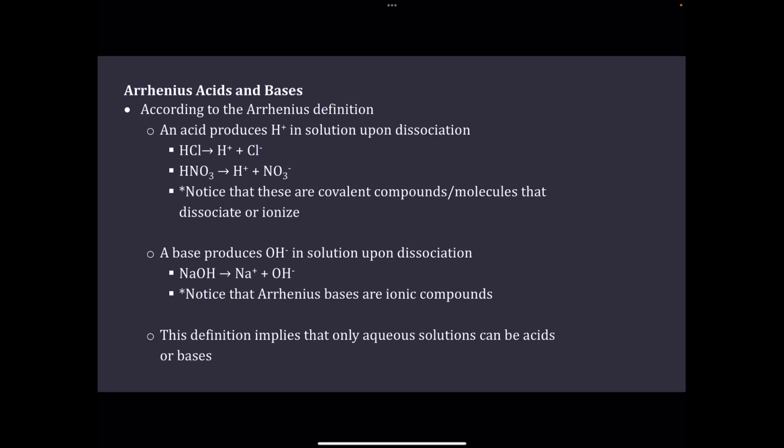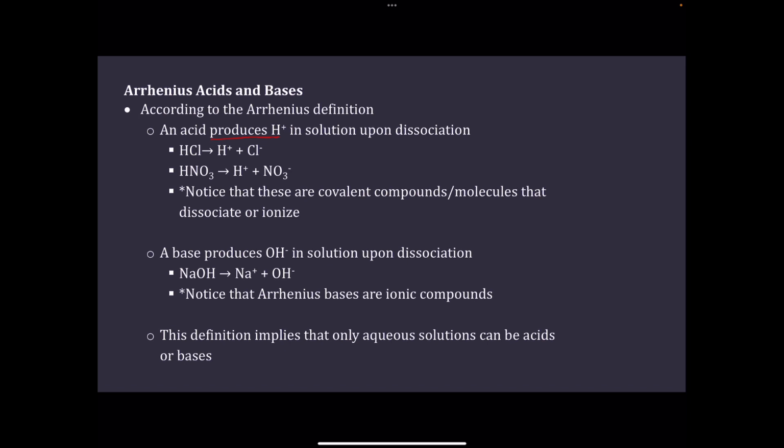Now, the first definition of acids and bases we'll take a look at is the Arrhenius acid-base definition. According to the Arrhenius definition, an acid is going to be something that produces H+ in solution upon dissociation. So we put something in solution, it breaks apart, we produce H+. So HCl breaks into H+ and Cl-. HNO3 breaks into H+ and NO3-. Now, in both of these cases, notice that these are covalent compounds. They are molecules that happen to dissociate or ionize. So they're not composed of ions, but when they interact in water, we're going to get those ions produced.